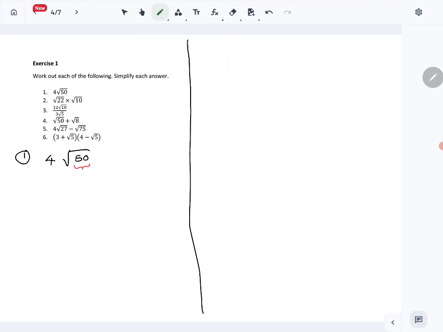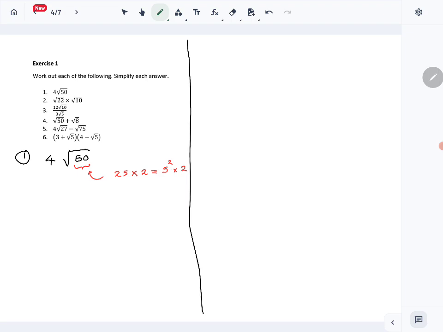The inside number, look at the inside number. Write the inside number as a square number times another number, right? So here I can write this as what? 50 can be written as 25 times 2. 25 is a square number, why? 5 square is 25. So 25 is the square number. So 5 square times 2.